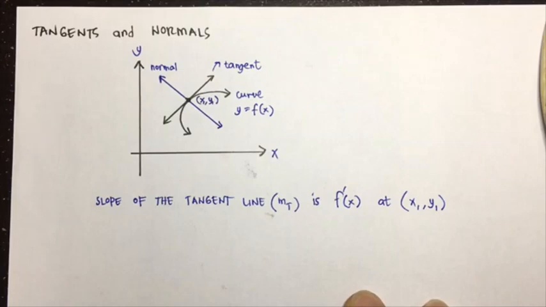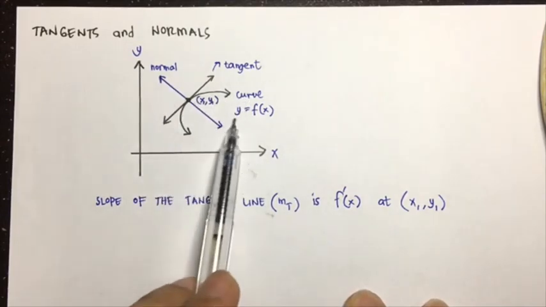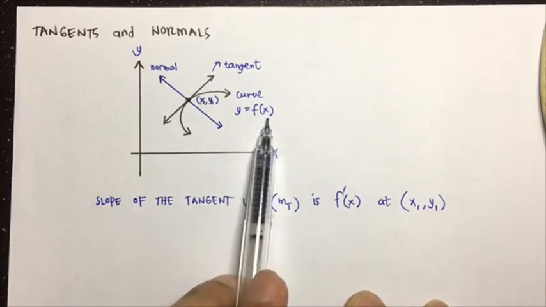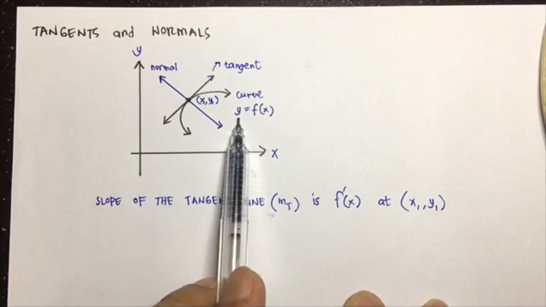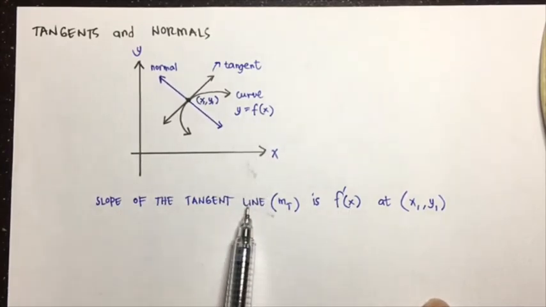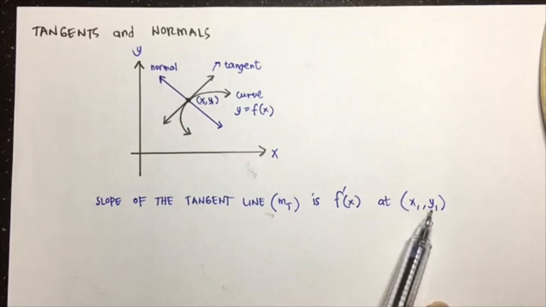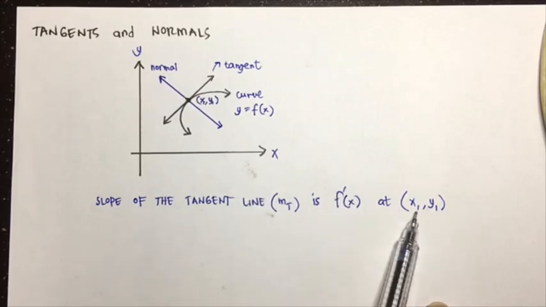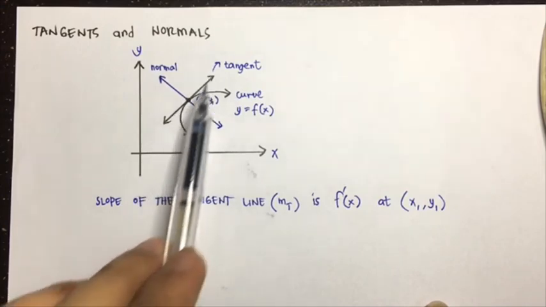Whenever we have a curve, if we are given a function, y is a function of x, all we need to do is get the derivative dy over dx, or f prime of x, and then substitute the values for the point x1 and y1. We will obtain there the value of the slope for the tangent line.